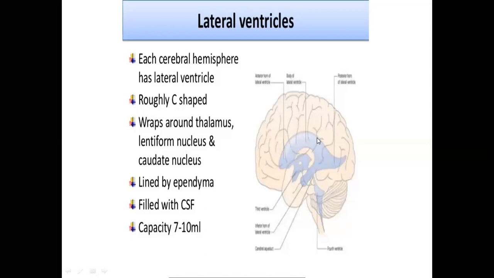The lateral ventricle wraps around the thalamus, lentiform nucleus, and caudate nucleus. All the ventricles inside are lined by ependyma. Ependyma is a kind of layer formed by neuroglial cells, ependymal cells, and it forms the lateral ventricle and stores the CSF. The capacity of each lateral ventricle is about 7 to 10 ml.